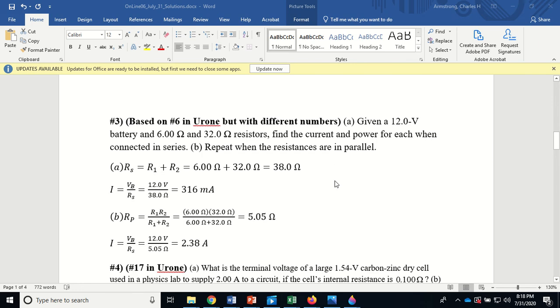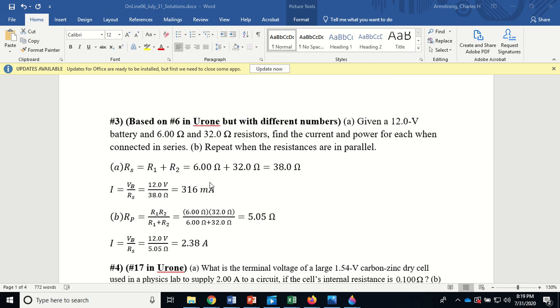All right, so given a 12 volt battery and 6 ohm and 32 ohm resistors, find the current and power for each one connected in series. Repeat when they're connected in parallel. Series, we add them together, so this would be 38 ohms. The current would then be 12 volts that we were given there.